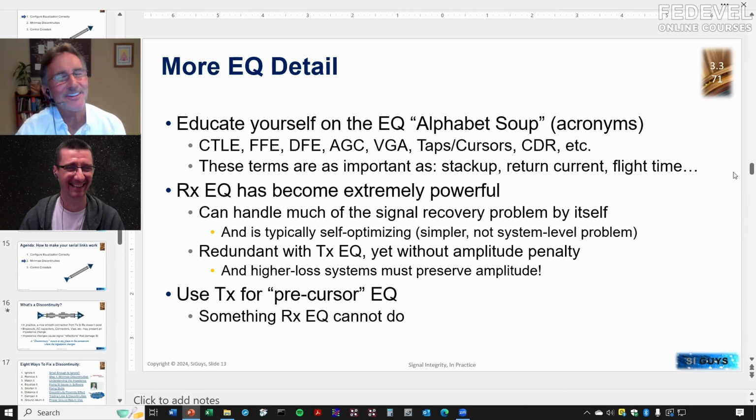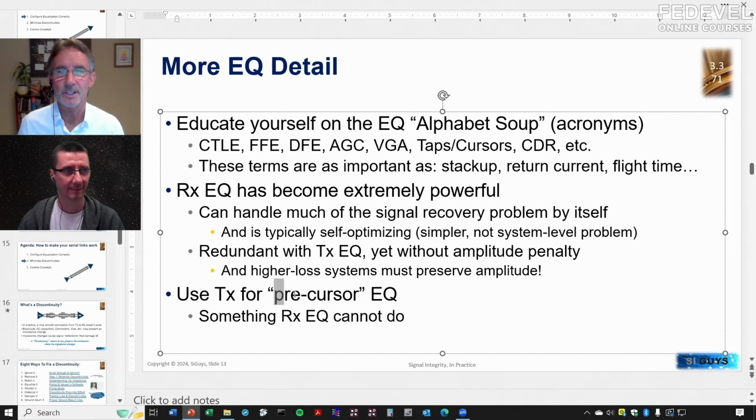Variable gain amplifier, right? That's not the VGA, you know. So the other thing to think about, and I've said this multiple times already, even if the transmitter and receiver can't talk to each other, receivers are getting really good at self-optimizing just in their own space, right? But if the transmitter's not doing some basic things, such as precursor, okay?